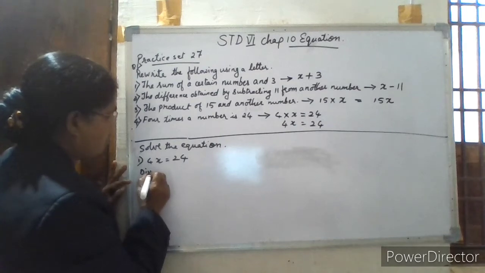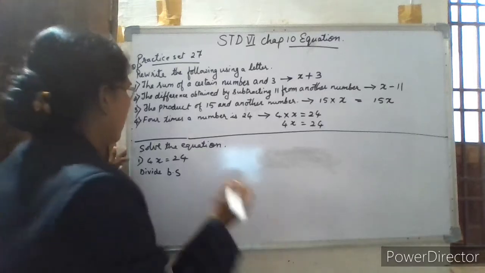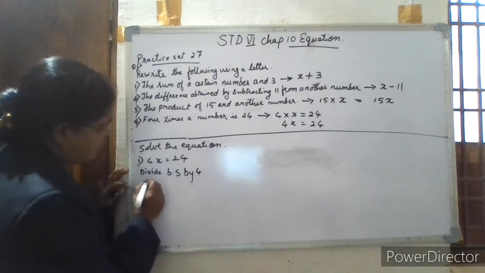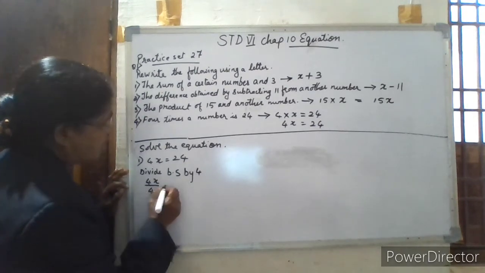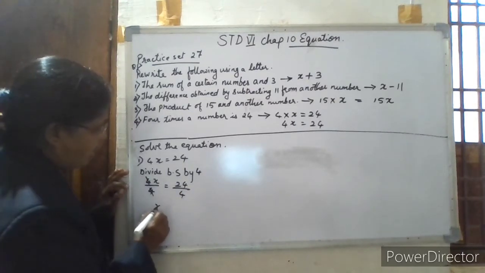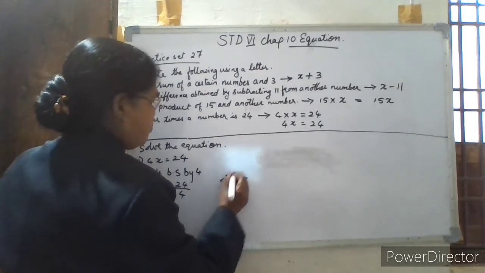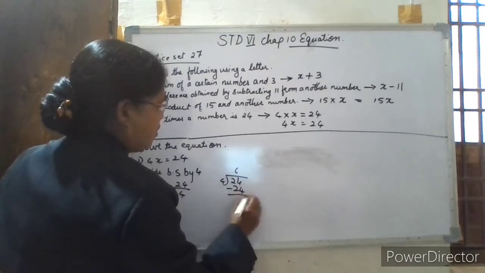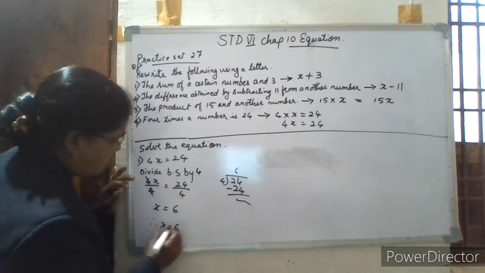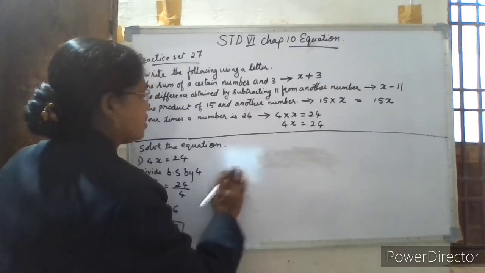Divide both sides by the coefficient 4. So 4x by 4 is equal to 24 by 4. The 4 cancels, and only x remains. Now divide 24 by 4: 4 sixes are 24, so the answer is 6. Therefore x is equal to 6. This is the solution.